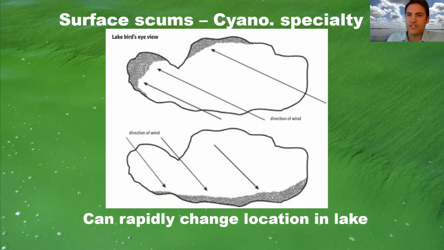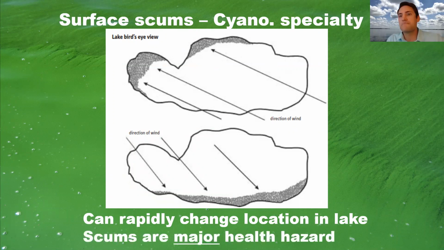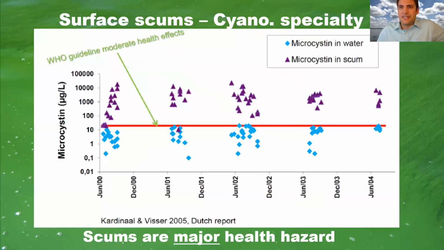So they can rapidly change the location of the lake, and they are the major health hazard because they represent an accumulation of lots of cells. And we actually have some data on this. This is from a Dutch report. What you can see here is essentially the toxin. Again, this is the toxin out in the lake. Those are the blue. And you see the toxin in the scum that piles up along the shore here in the purple. And then here is the toxin.